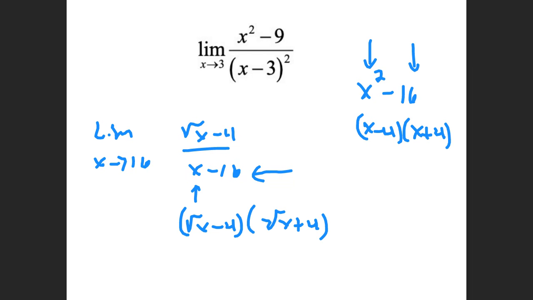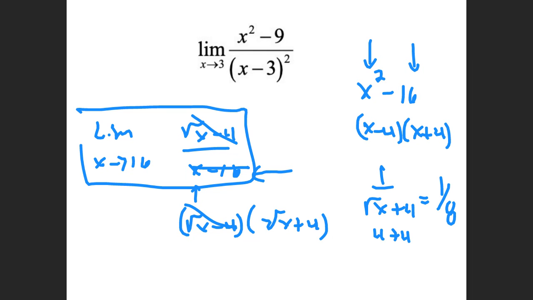And do you see how easy that is now? I just factored this. Now the x minus 4 on top and the x minus 4 on bottom is going to cross off. So I'm just left with 1 over the square root of x plus 4. If I plug 16 in now, the square root of 16 is 4. 4 plus 4 is 8. My limit for this problem would be 1/8.